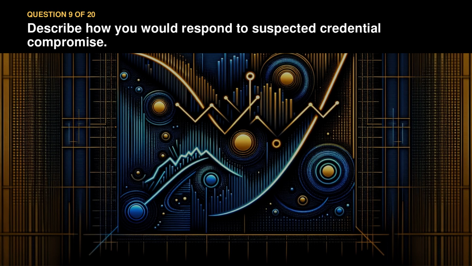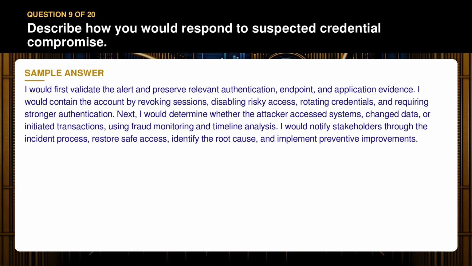Question 9. Describe how you would respond to suspected credential compromise. I would first validate the alert and preserve relevant authentication, endpoint, and application evidence. I would contain the account by revoking sessions, disabling risky access, rotating credentials, and requiring stronger authentication. Next, I would determine whether the attacker accessed systems, changed data, or initiated transactions, using fraud monitoring and timeline analysis.